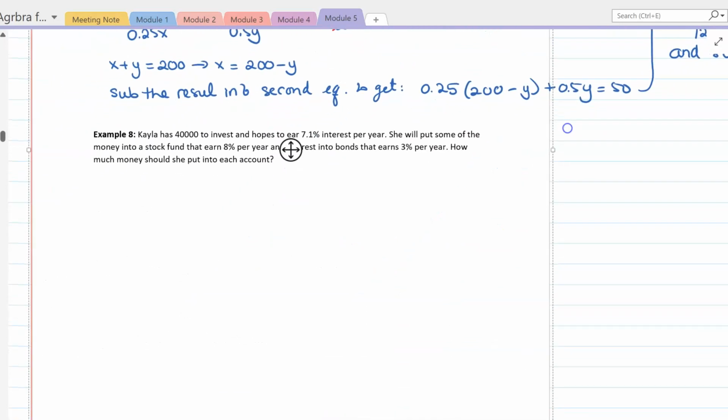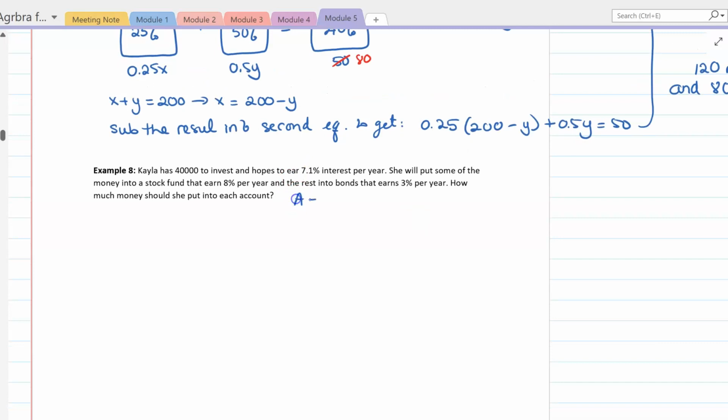Let's take a look at the investment problem. Kayla has 40,000 to invest and she hopes to earn 7.1% interest per year. She will put some of the money in a stock fund that earns 8% a year and the rest into a bond that earns 3% per year. How much money should she invest into each account? So we note that the amount of interest is equal to the principal multiplied with the interest rate.